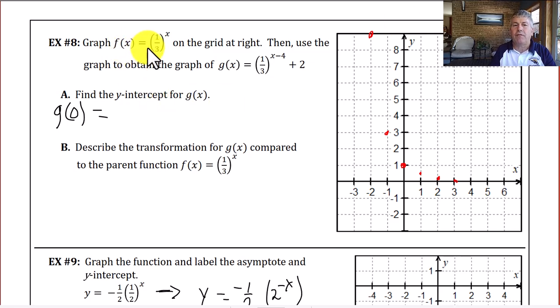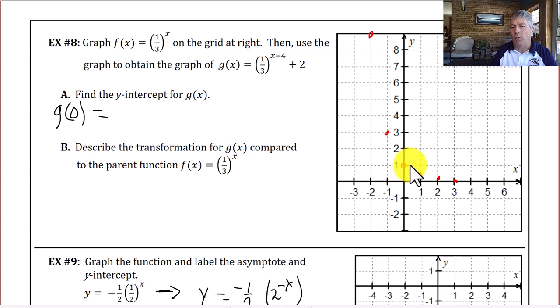The graph of f(x) = (1/3)^x in example 8 is on the grid at the right. Then use the graph to obtain g(x) = (1/3)^(x-4) + 2. So our original (1/3)^x is here in red. We want to find the y-intercept for g(x). Well, we think we're going to take f(x) and shift this 4 units to the right and then 2 units up.